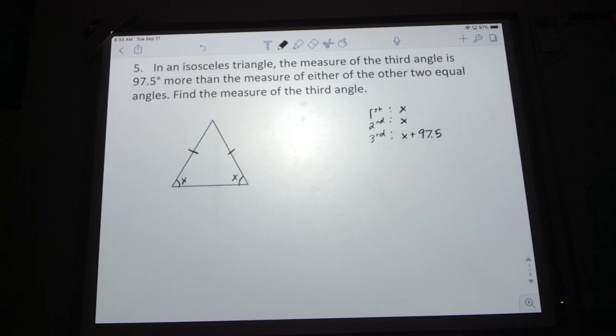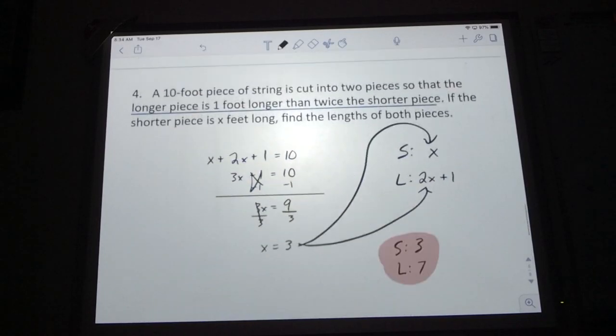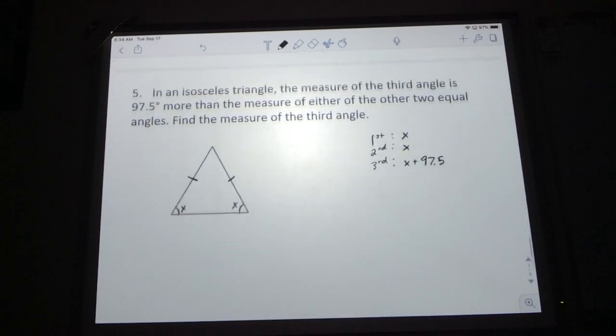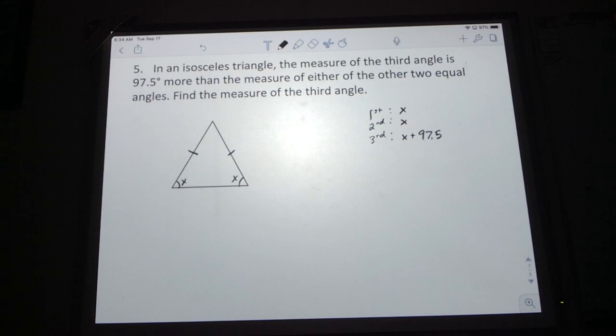Okay, it says find the measure of the third angle. So every other problem we've had a total. Why do we not have a total on this? Why do we not know what it equals? Like on this one, it said a 10-foot piece of string. This one, it said a 48 piece of wood. Why am I not given a total of the angles of this triangle? Mason? Yes, because we always know that the angles of a triangle add to 180.